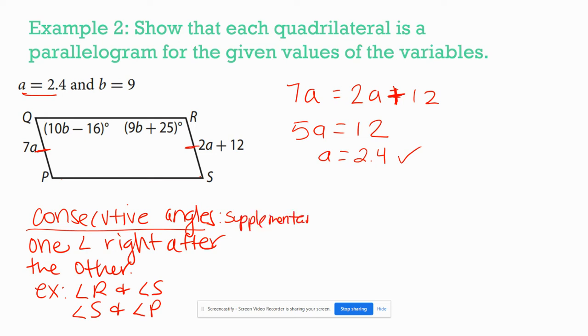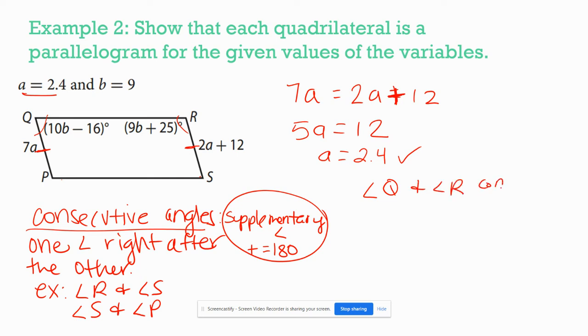What does supplementary mean? Supplementary means, it's an old definition, that they add up to equal 180. Because angle Q and angle R are consecutive angles, that means that angle Q plus angle R add up to equal 180 degrees. So you need to know this. I would consider writing that down on whatever you use for your notes.